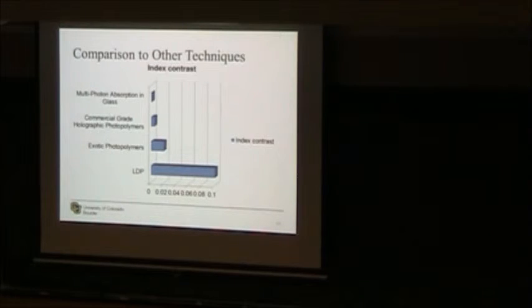In multi-photon absorption in glass, you get around 0.001. In commercial holographic photopolymers, you get 0.005. As you can see, LPP is 20 to 100 times greater than that. And so this allows greater flexibility in design in different photonic devices.